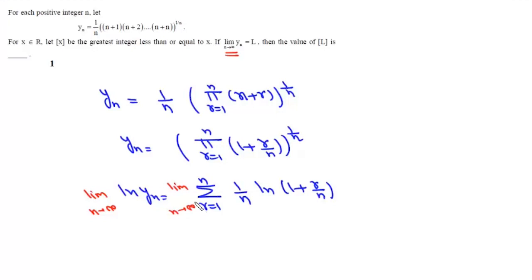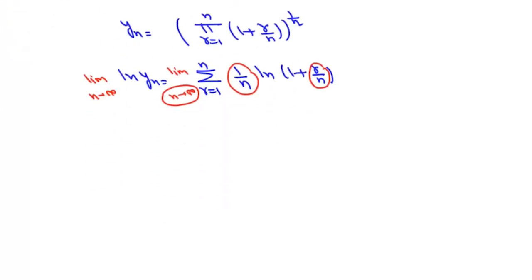That satisfies all the three conditions for limit of sum. As n tends to infinity, we have 1 by n, and then we also have r by n. So we can write log yn as the integral of log(1 + x) dx. We change 1 upon n to dx and r upon n to x, and change the summation into an integral. When r is 1, x is 1 by n, which is 0 as n tends to infinity, and when r is n, n upon n is 1. So it will be the integral from 0 to 1 of log(1 + x) dx.